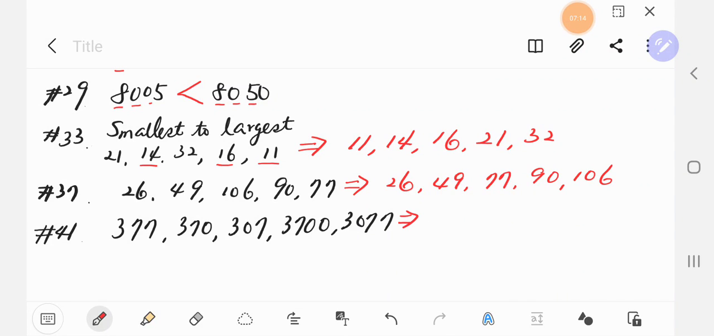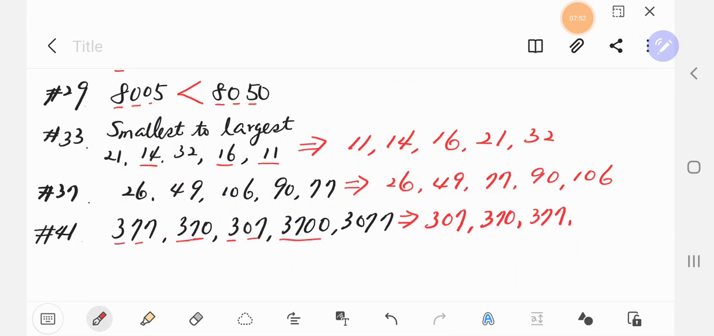Okay, number 41. There are 3-digit numbers and 4-digit numbers. Always 4-digit numbers are larger and 3-digit numbers are smaller. And these 3-digit numbers have the hundreds digit 3, so they are the same. How about the tens digit? 307 is the smallest. And the next one is 370, and the third one is 377.